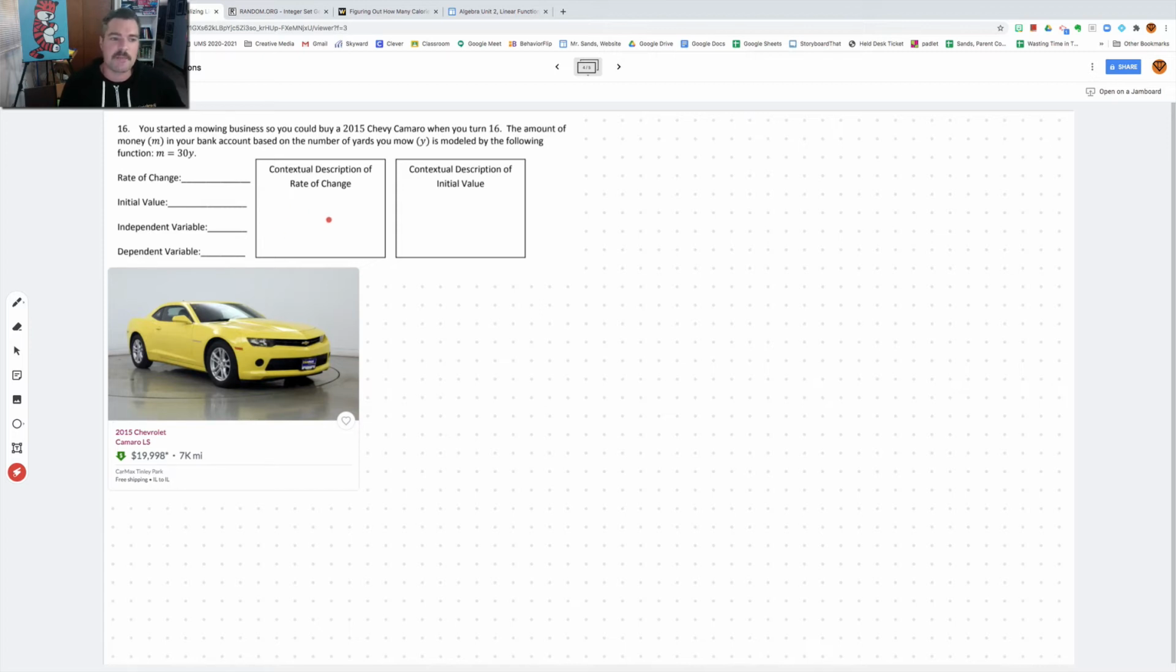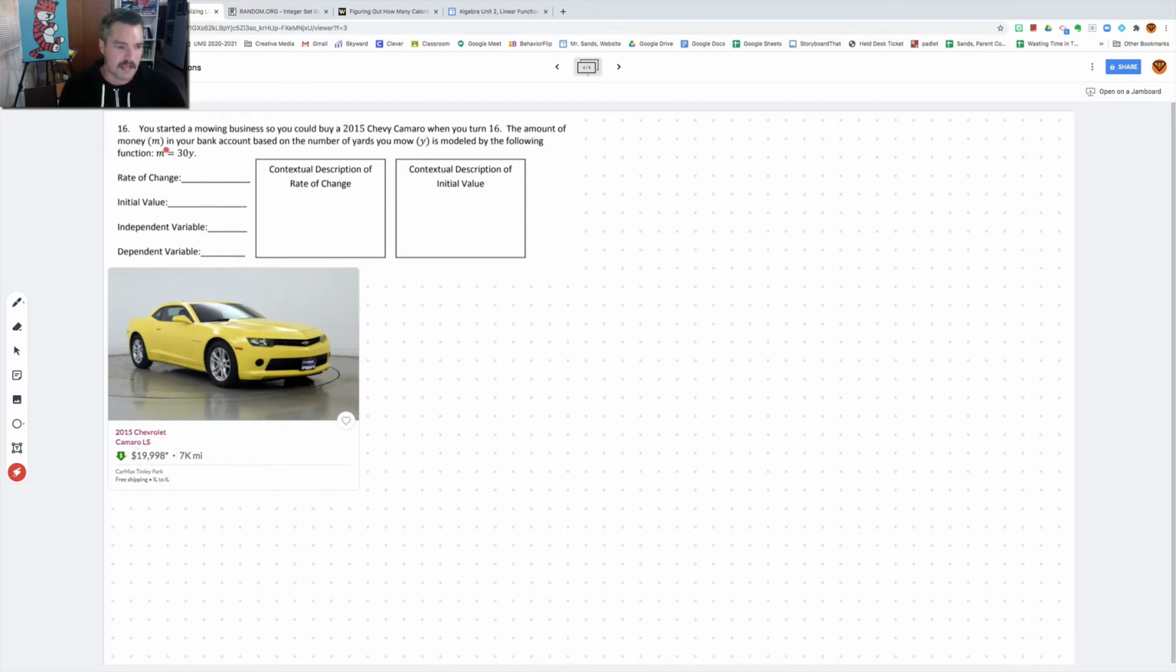You started a mowing business so you could buy a 2015 Chevy Camaro when you turned 16. I actually did some research, and this is CarMax. This was the cheapest used 2015 Chevy Camaro. Still not cheap. So start saving your money now if you want to get one of those bad boys.